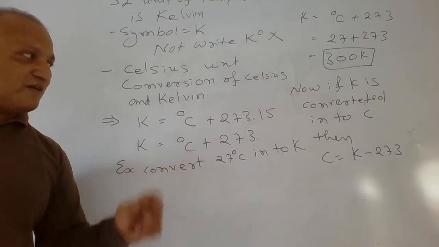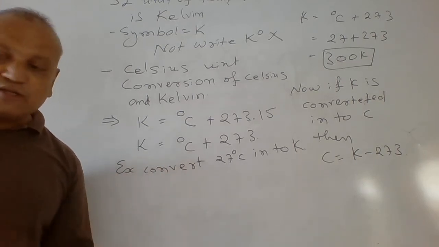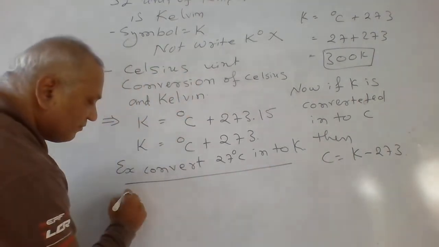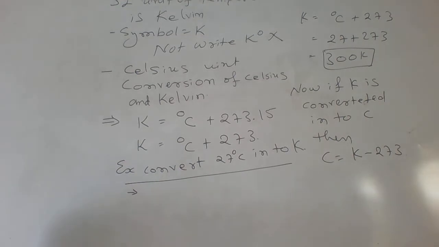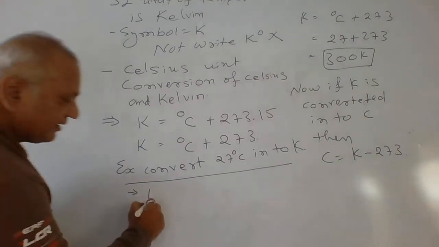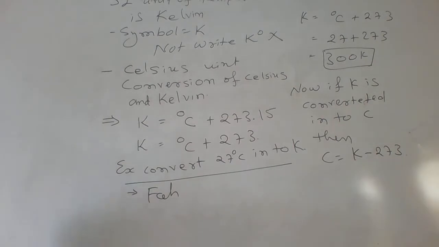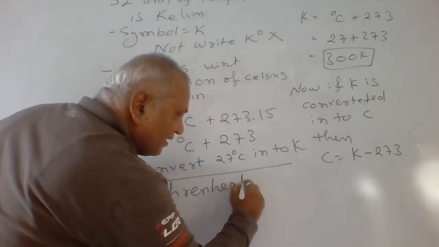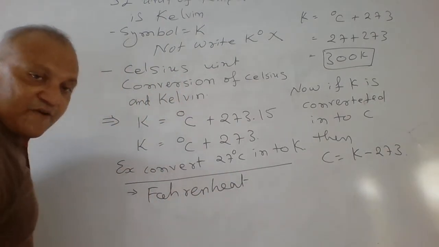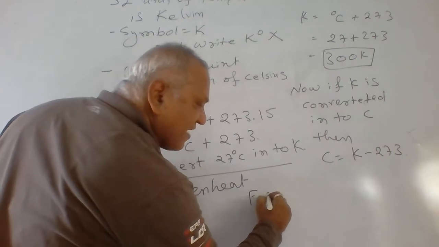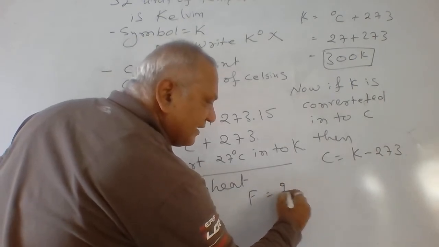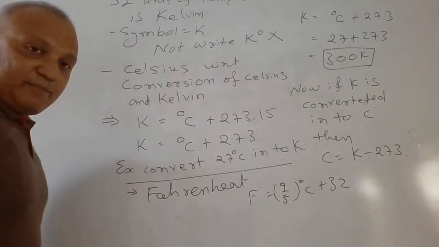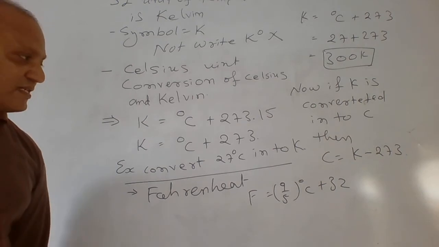So I will come with a new video, and there is one more unit of temperature, called Fahrenheit. What is it, beta? Fahrenheit. Now the relation of Celsius and Fahrenheit: F is equal to 9/5 degrees Celsius plus 32.